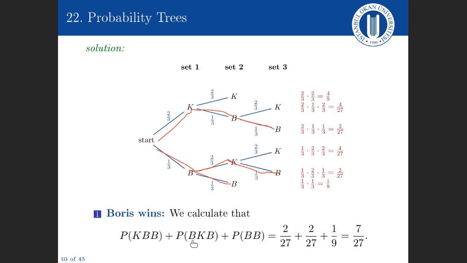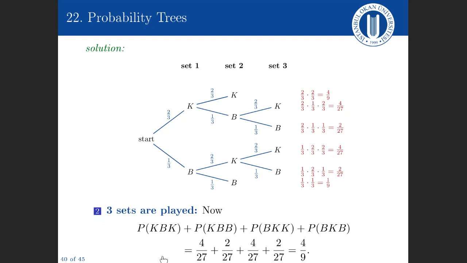Probability of these, if we add them together, PKBB plus PBKB plus PBB, you can see must be 7 divided by 27. What is the probability that 3 sets are played? Well, it's these 4. These are the 4 outcomes which involve 3 sets being played.